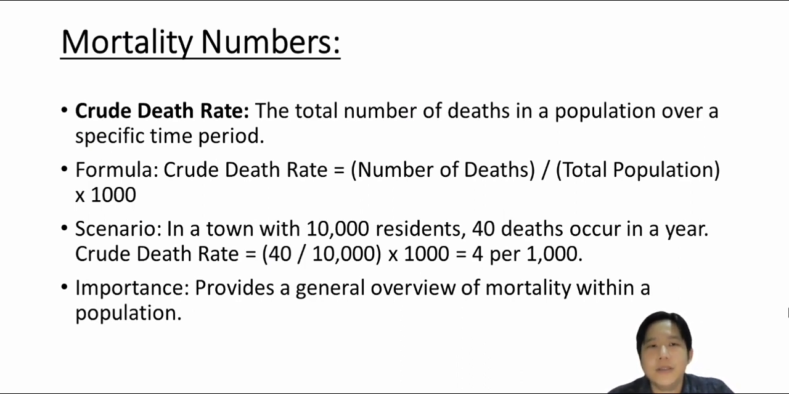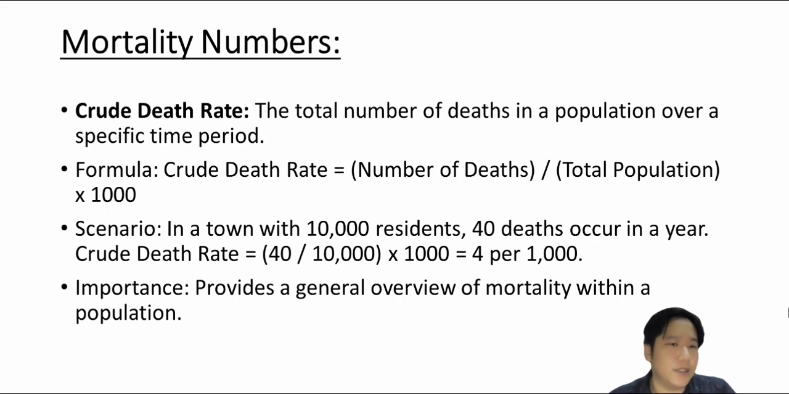The definition is the total number of deaths in a population over a specific time period. Jumlah total kematian dalam populasi dalam kurun waktu tertentu. The formula for the crude death rate: the numerator is number of deaths divided by total population in the specific time period, multiply by 1000.